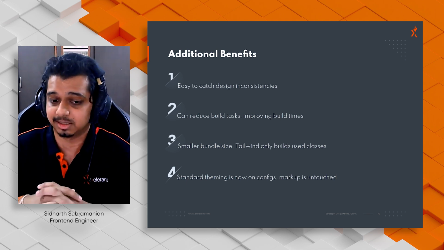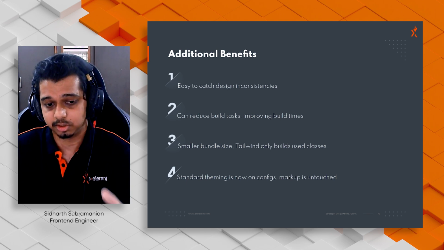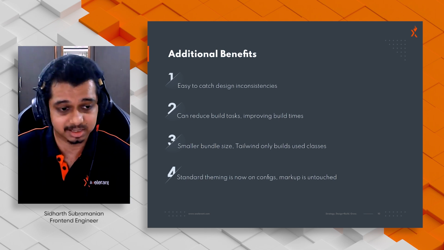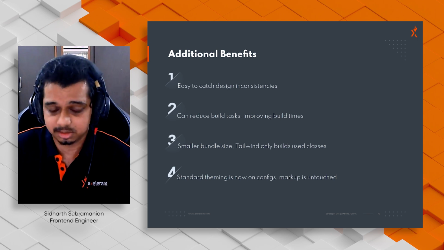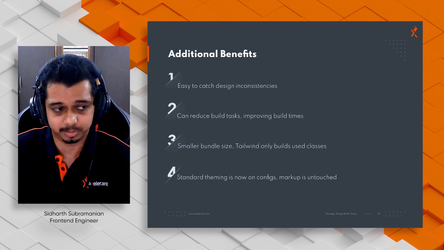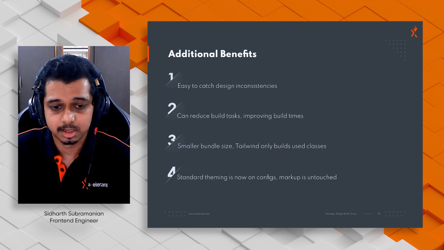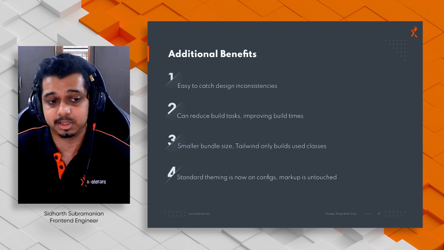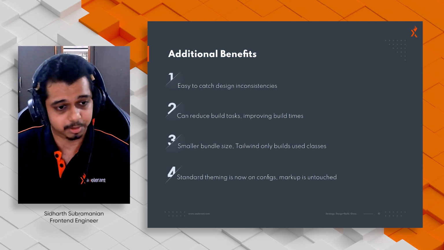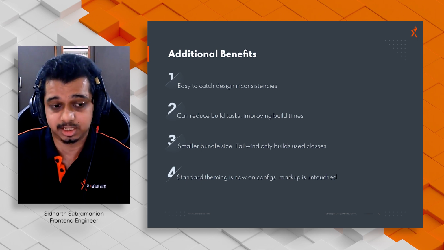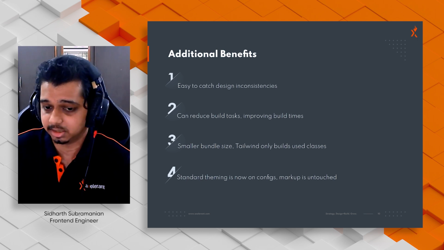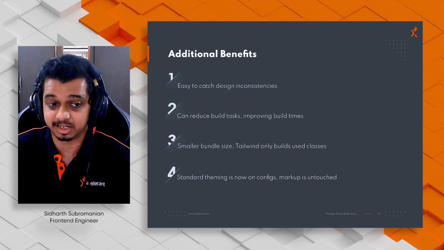So you're not unnecessarily building a whole chunk of code that you're not going to use, right? It speeds up the build time. It keeps file sizes small. It just makes it a much smoother experience for a developer as well, right? And like I mentioned, standard theming is now on config files. So markup is untouched once you've created a component, unless there's a feature request to really change how a component behaves. You can pretty much make all your styling changes on a config file, and it's very easy to track.